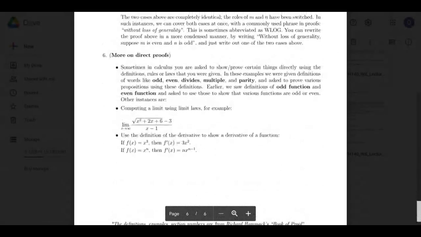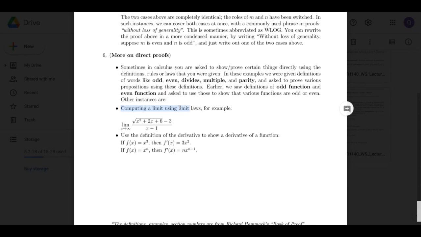Okay, let's say something more on direct proofs. Sometimes in calculus, you are asked to show or prove certain things directly using the definitions, rules, or laws that you were given. In these examples, we were given definitions of words like odd, even, divide, multiple, and parity, and asked to prove various propositions using the definitions. Earlier, we saw definitions of an odd function and an even function, and used them to show various functions are odd or even.